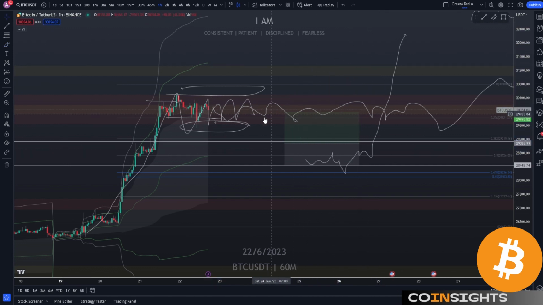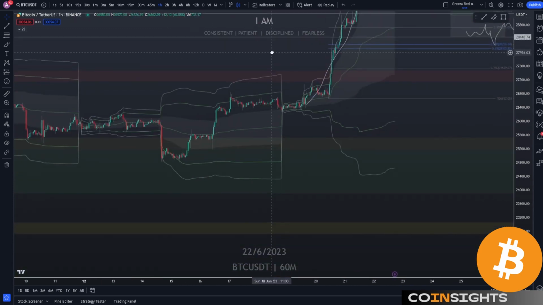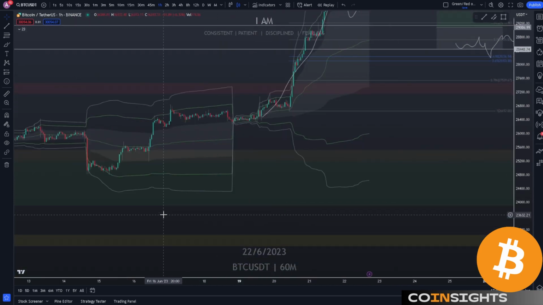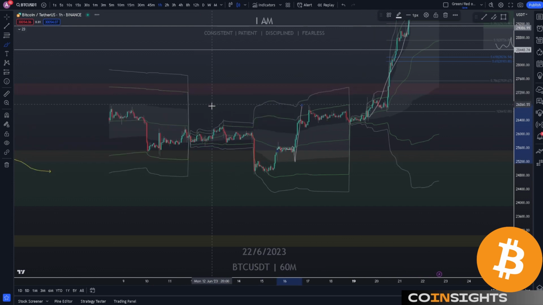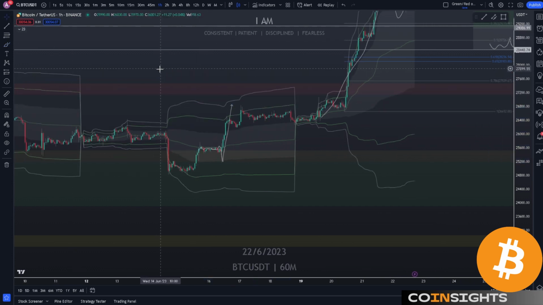You can see this happen pretty much all the time. For example, like right here, you can see that we just have a consolidation, get a sweep, and our move up. And you'll see this a lot in areas of consolidation.